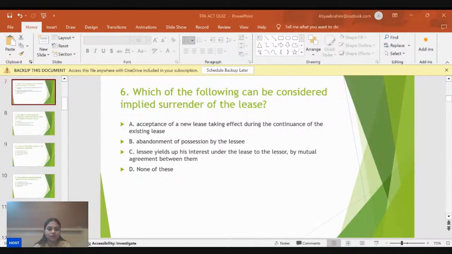Please read the question and tell me the answer to question number 6. What is the correct answer? Which of the following can be considered implied surrender of lease? Any answer from your side?